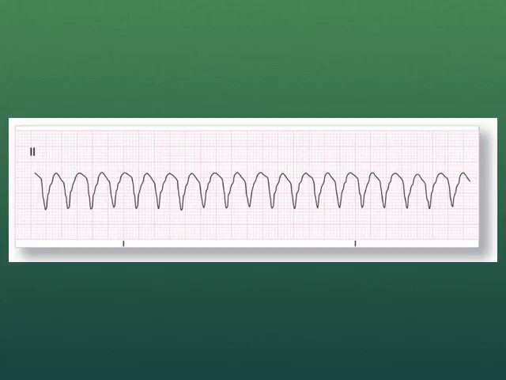And that's pretty much it. It's pretty regular. The rate's about 170, and it's a wide, bizarre, complex rhythm. So this is pretty easily identifiable as ventricular tachycardia.